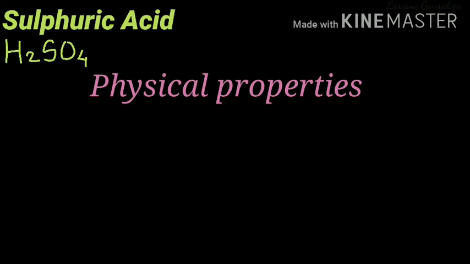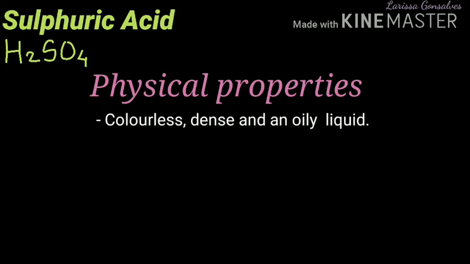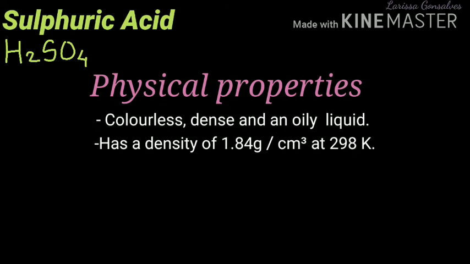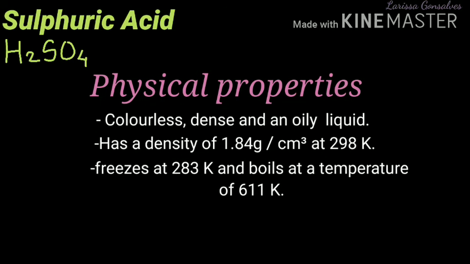Now we move on to study the physical properties of sulfuric acid. Sulfuric acid is colorless, dense, and an oily liquid. It has a density of 1.84 gram per centimeter cube at 298 Kelvin. Sulfuric acid freezes at a temperature of 283 Kelvin and boils at a temperature of 611 Kelvin. Sulfuric acid is highly corrosive and it produces severe burns on skin.